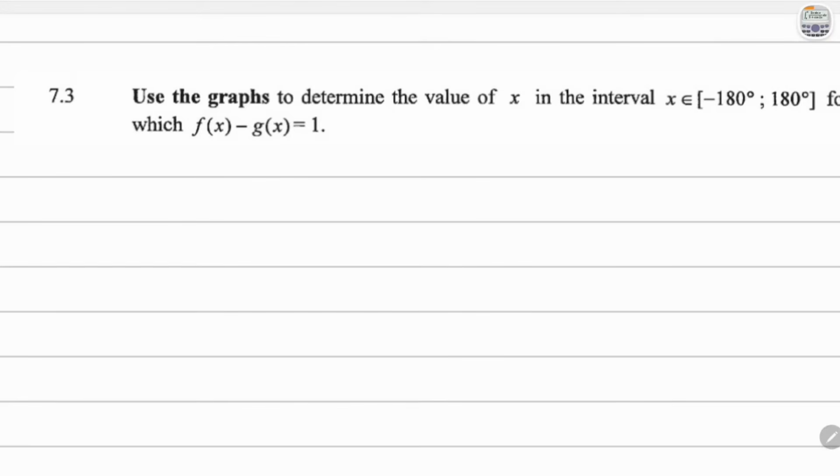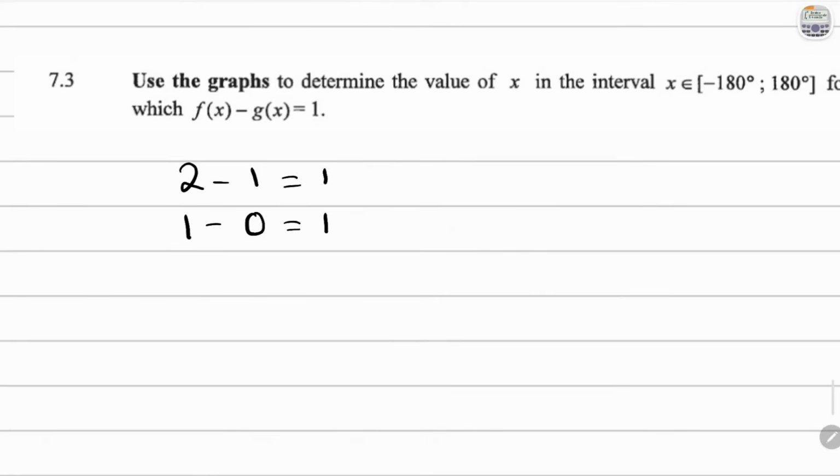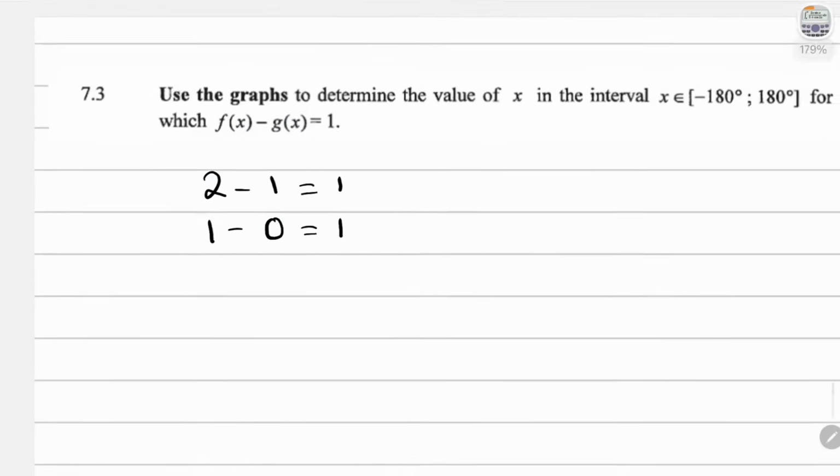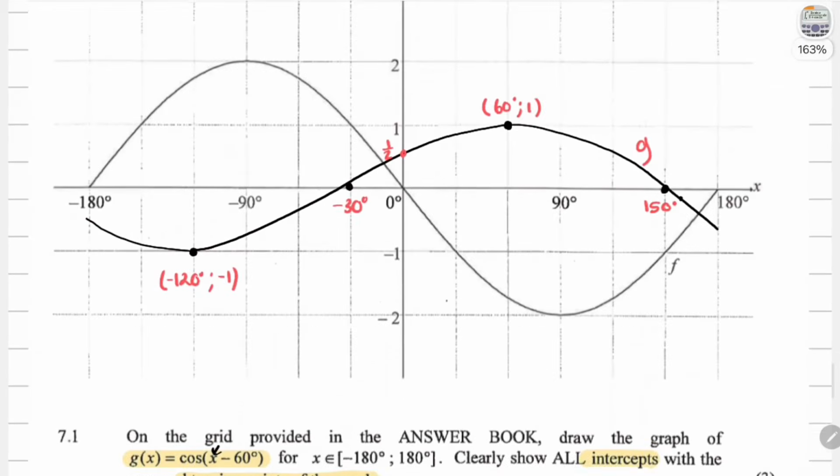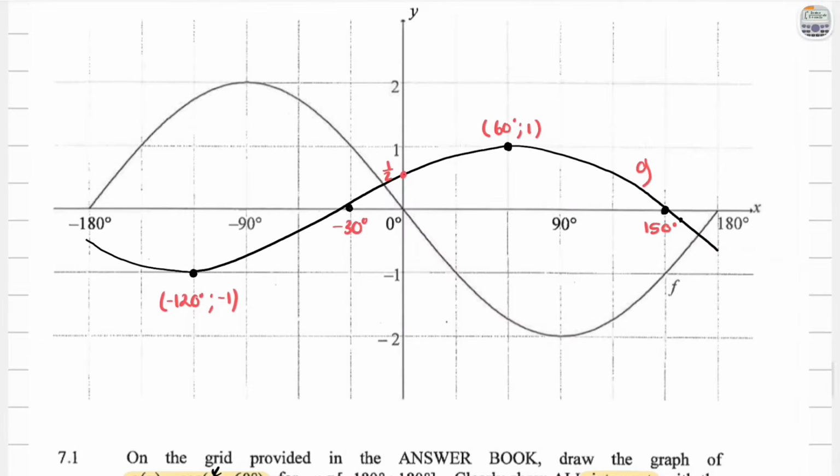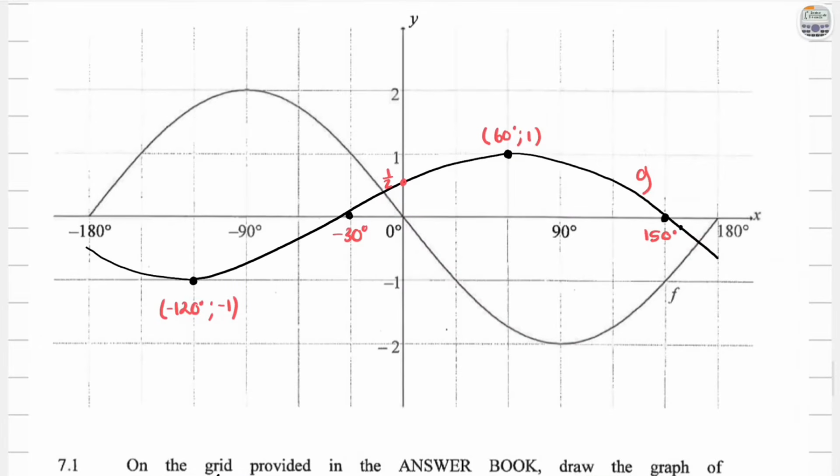So these can be numbers like 2 minus 1 or 1 minus 0. These all give 1. So if we can find places where the graph of f and the graph of g are equal to numbers like this, this could work. Okay, so you could inspect the graphs and just see where this happens.